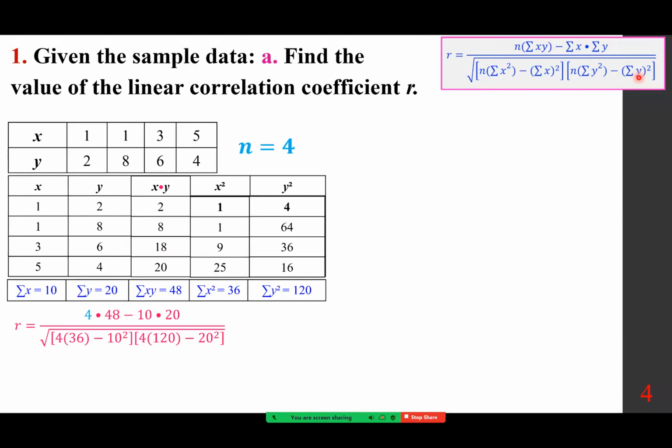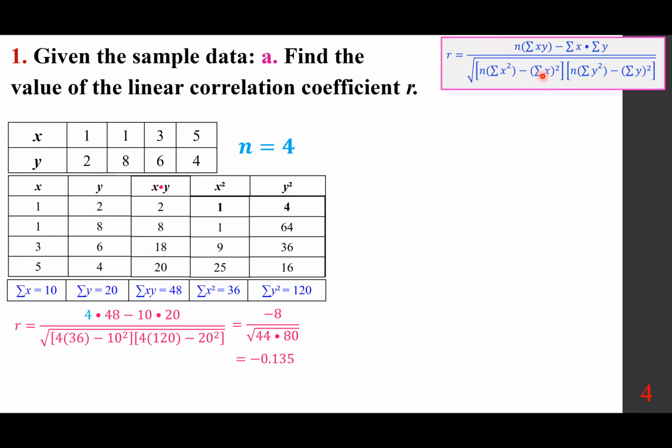So I hope you see that, and you can distinguish between summation of x squared and summation of x quantity squared. This is different than this. Don't mix them up. You put it into a calculator, you come up with the answer. Again, no one expects you to do this by hand.